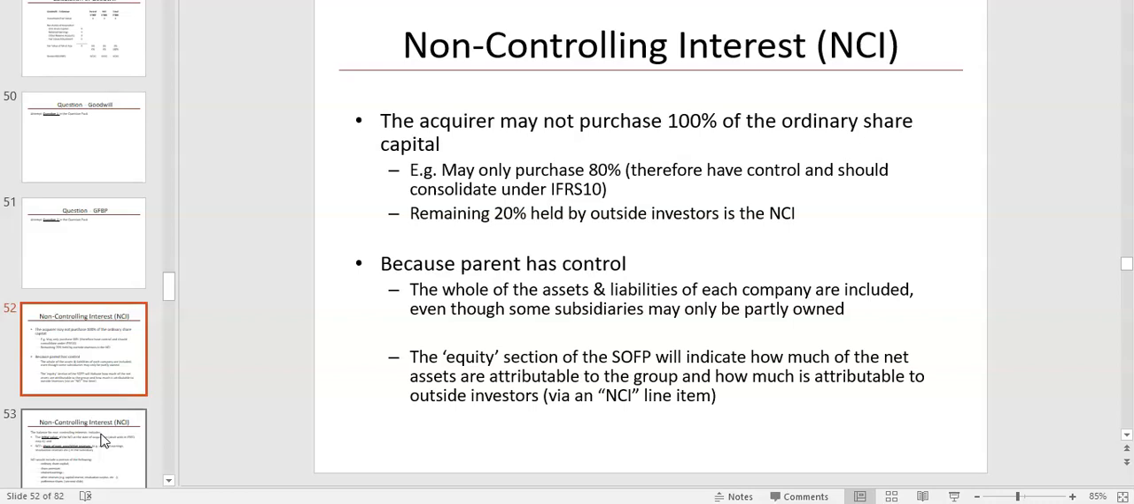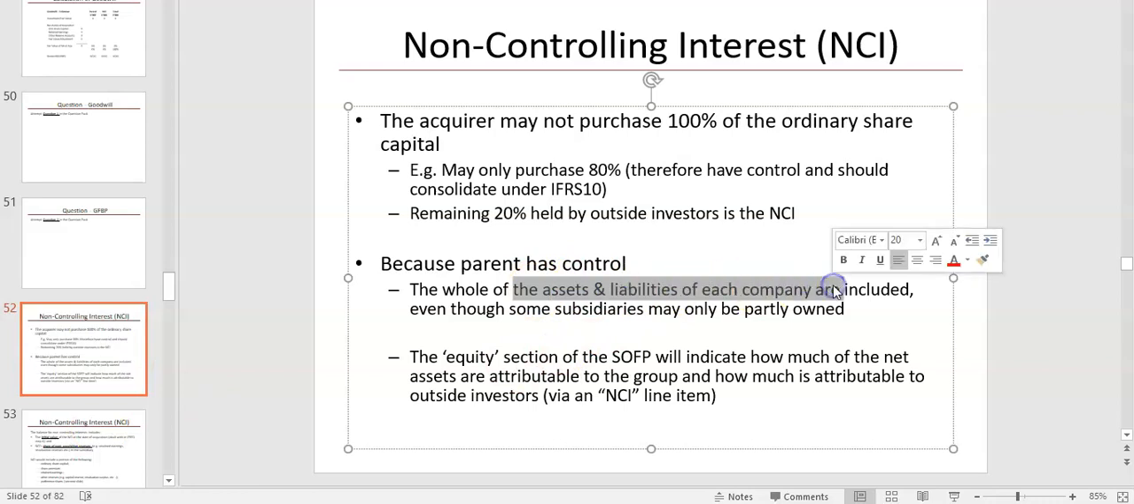So remember the logic here. If we have control, this is a subsidiary, and under IFRS 10, the subsidiary accounting treatment is full consolidation. So all of the assets and liabilities are added together, the parent plus all the assets and liabilities of the subsidiary. You don't multiply by 80%, you put 100% of them in. But that may be misleading on its own, because of course the group doesn't own 100% of the subsidiary.